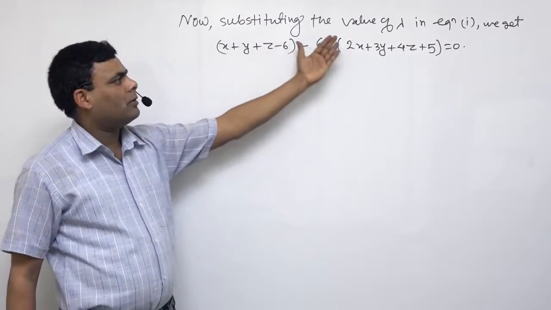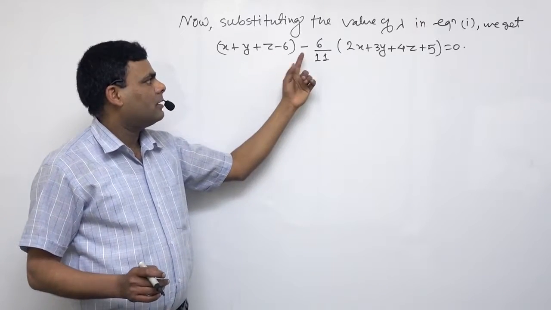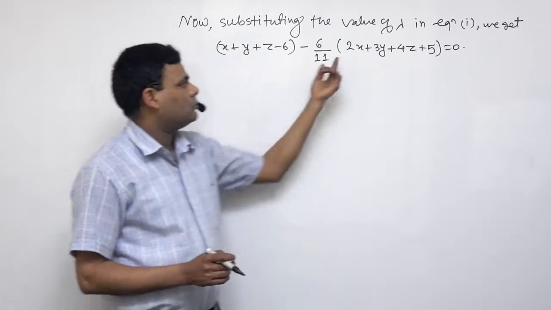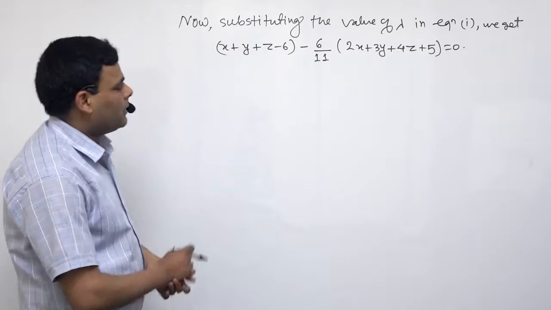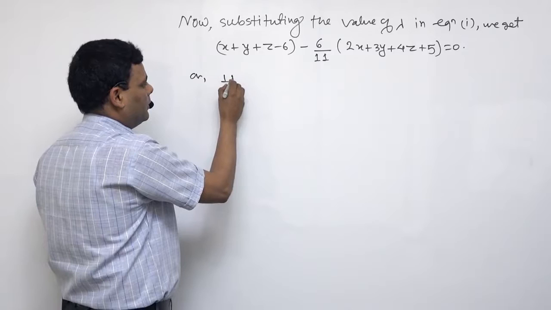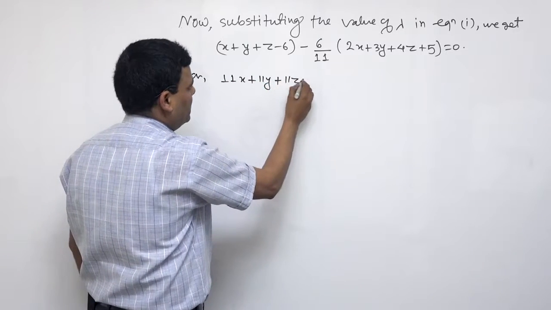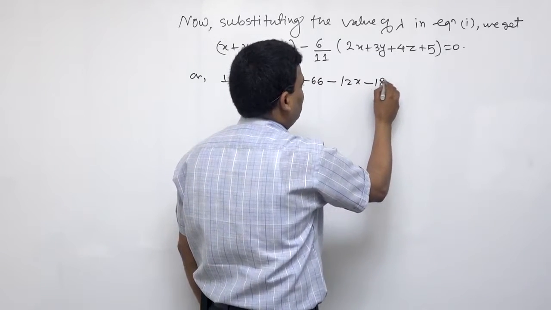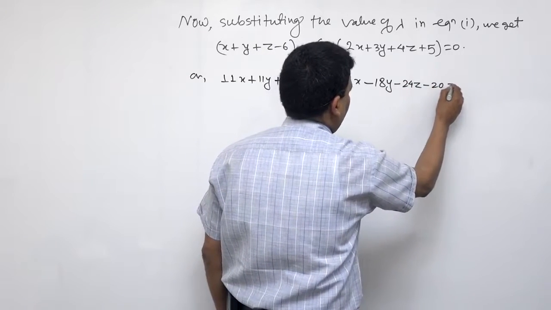Now substituting the value of lambda in equation 1, we get x plus y plus z minus 6. Now in place of plus lambda, here we put 6 by 11 into 2x plus 3y plus 4z plus 5 equals to 0. Now let us take the LCM, and 11x plus 11y plus 11z minus 66 minus 12x minus 18y minus 24z minus 20 equals to 0.